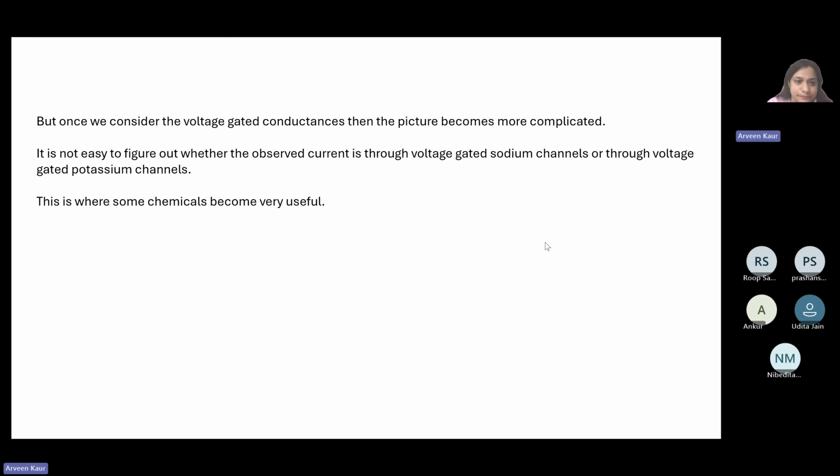But once we actually consider the voltage gated conductances, then the picture becomes more and more complicated. Why? Because it is not easy to figure out whether the observed current is through voltage gated sodium channels or through voltage gated potassium channels. And this is the place where some chemicals become very useful, right? So how would they have devised these experiments? It is by blocking some of the channels so that the other channel can actually be studied, right? So that is what they have done further.